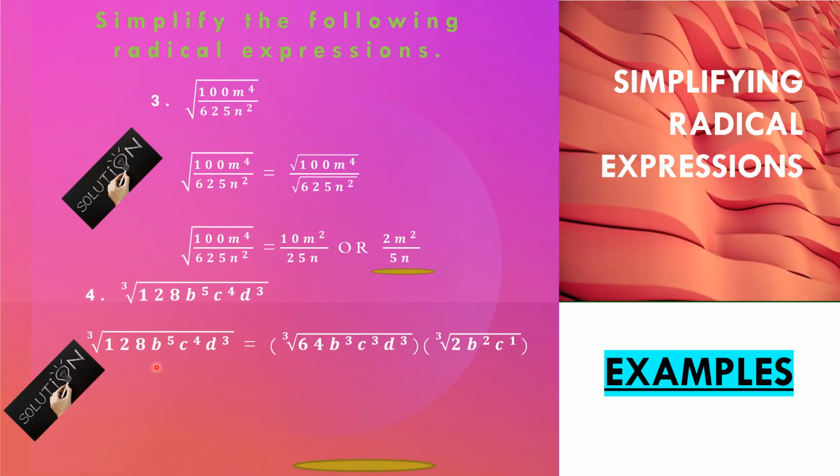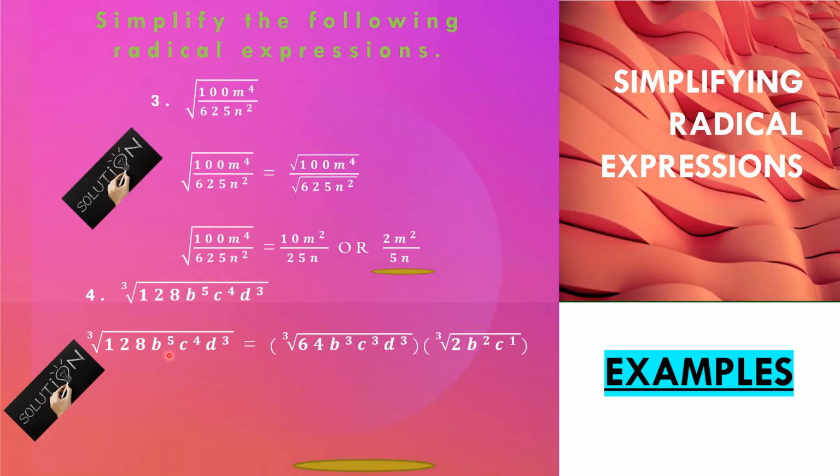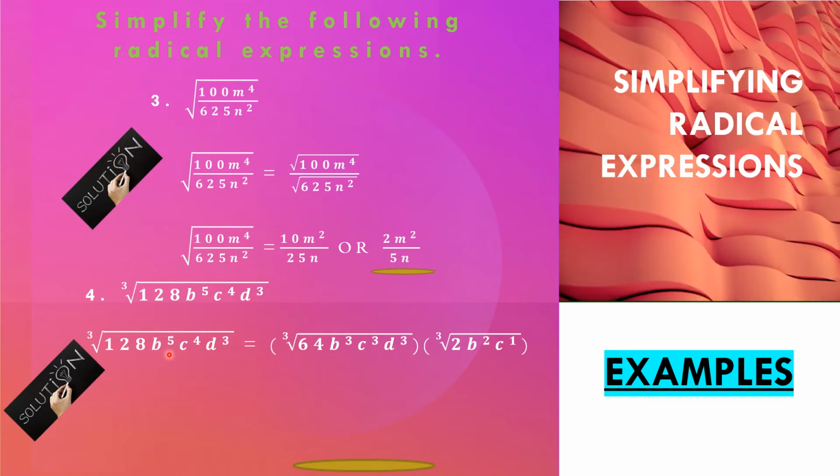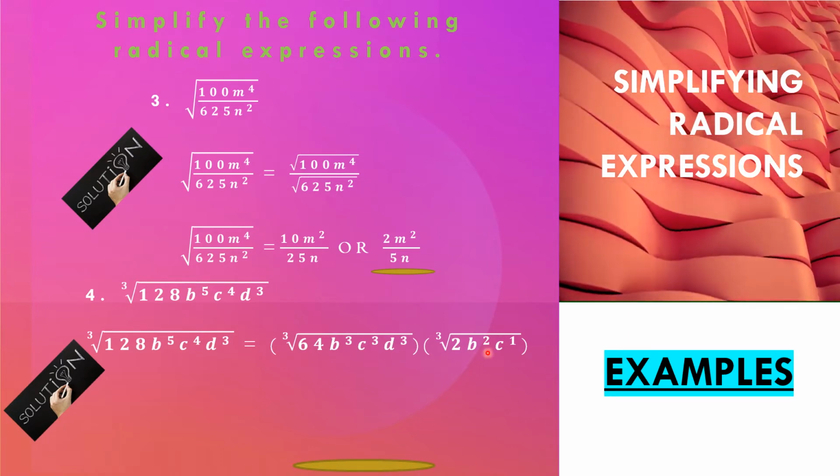Okay. Balik tayo dito. B raised to 5. Ilang 3 po ba meron sa 5? Isa, di ba? Merong isang 3 sa 5. So, ilan ang sobra? Dalawa.